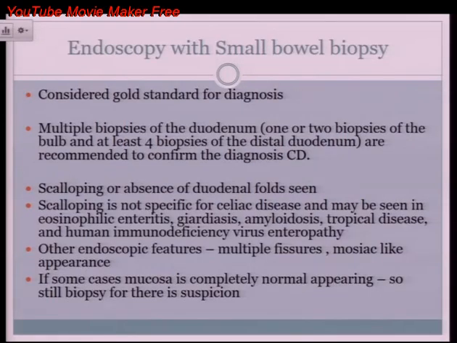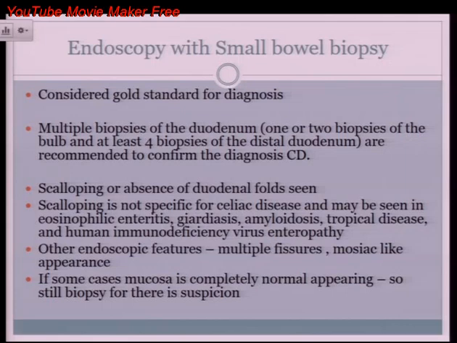Endoscopy with small bowel biopsies remains the gold standard for diagnosis. So typically we do an endoscopy, go into the duodenum. In the first portion of the duodenum, we take 2 biopsies. In the second portion of the duodenum, we typically take 4 biopsies. So you have to take multiple biopsies to make the diagnosis of celiac. If you just take 1 or 2 biopsies, you might miss the disease.